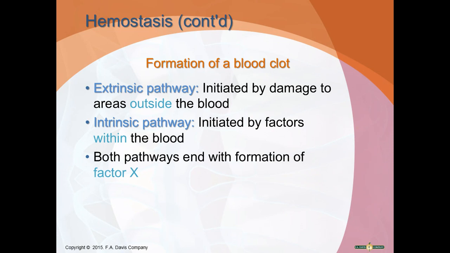When the damaged blood vessel and surrounding tissues, areas outside or extrinsic to the blood, release clotting factors, a cascade of events called the extrinsic pathway begins. When the clotting factors are activated within the blood, such as by the platelets as they adhere to the collagen in the damaged vessel wall, a cascade of events called the intrinsic pathway begins. The extrinsic pathway activates factor 10 through a single reaction. The intrinsic pathway requires 4 different reactions to activate factor 10. Once factor 10 is activated, the formation of a blood clot follows a common pathway.